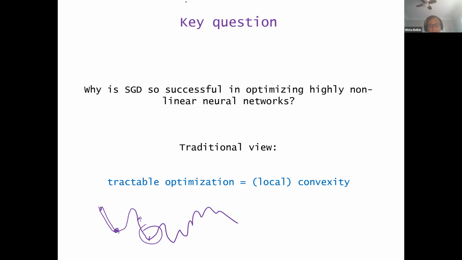And we can only hope that it's local because there is really no way this neural network can be globally convex. It's kind of obvious. So that's a traditional view. And it turns out that this reliance on convexity, and I strongly believe that we really need to rethink this very systematically, because convexity is simply not the right notion to think about optimization of these regimes.